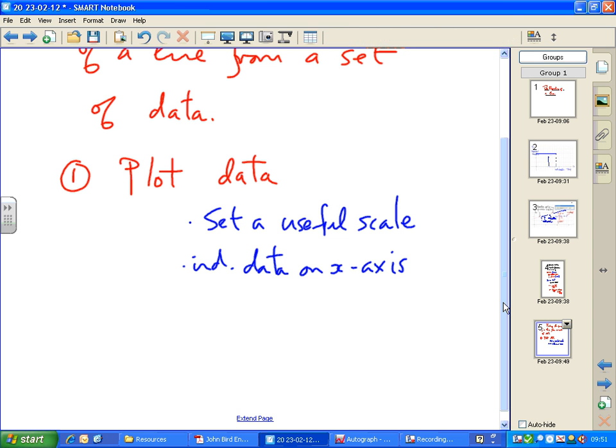So we put the data on, and obviously other things like label the axes, put the units on, stuff like that. All the things you remember about plotting graphs: label the axes, units, title, etc. What is this graph supposed to be plotting?